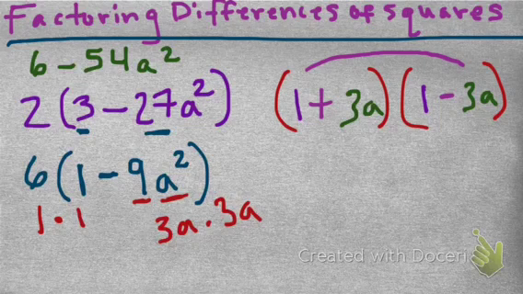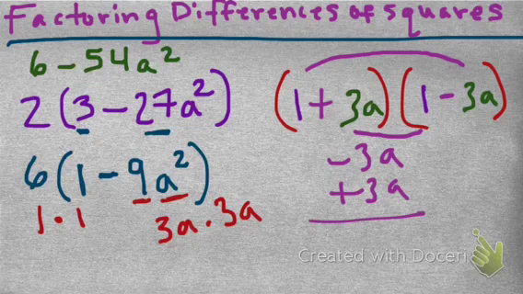Well, 1 times my negative 3a gives me negative 3a. Then 3a times 1 gives me positive 3a. And yep, that's 0. So I know that we've got it right. And you would probably rewrite it to clean it up before you circled that as your answer, because I've got some lines on there showing my work.